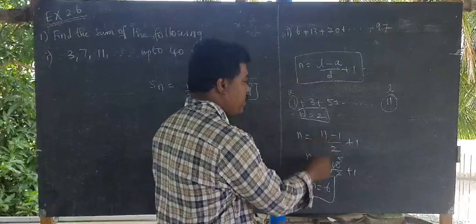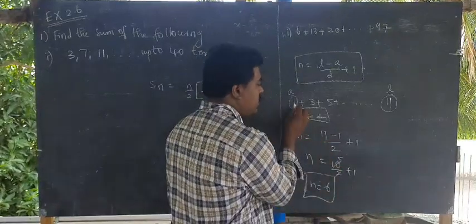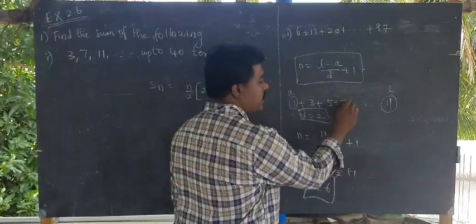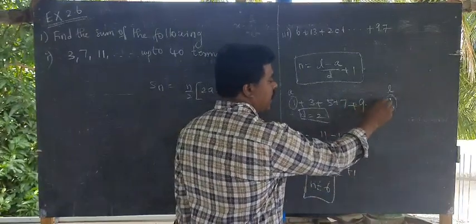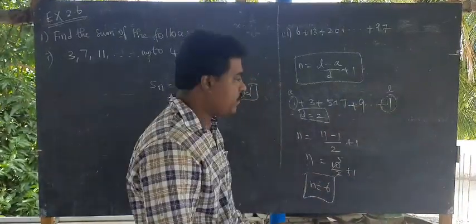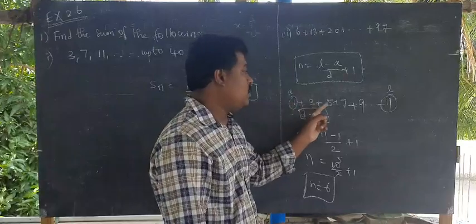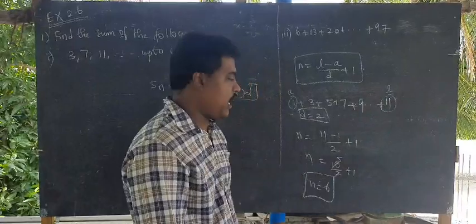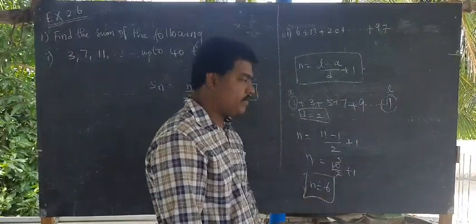So it is proved. How? 1, 3, 5, next term is definitely 7, next term is 9, then 11. Counting 1, 2, 3, 4, 5, 6, we have 6 terms. So n equals 6.